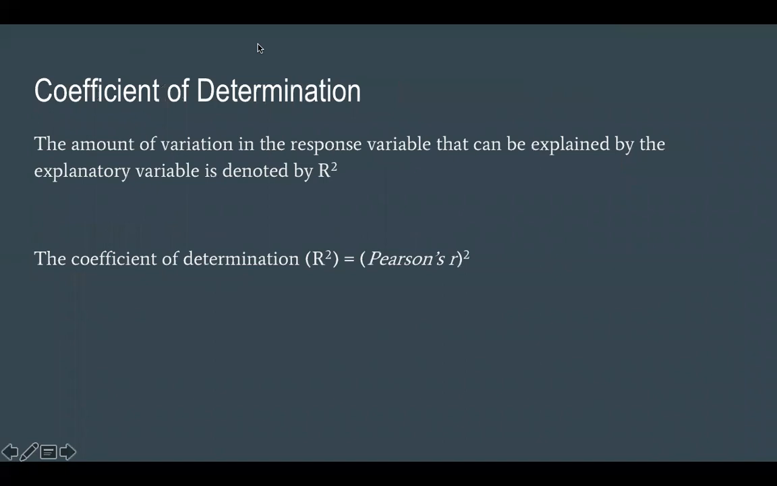So coefficient of determination is just r squared. It's the amount of variation in the response variable that can be explained by the explanatory variable. This is denoted by r squared. We can calculate this coefficient of determination by just taking our Pearson's r, which is our sample correlation, and squaring it.